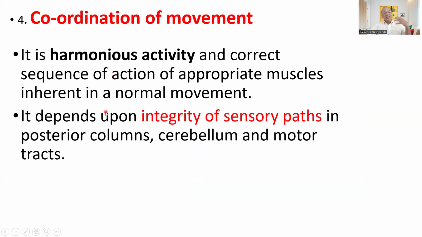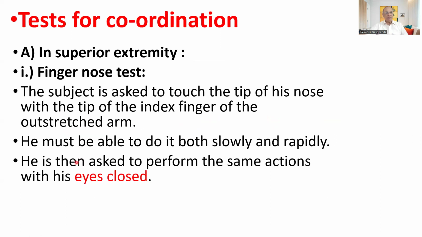Okay. The next examination part in the motor system is coordination of movement. What is coordination? Harmonious activity and correct sequence of action of appropriate muscles inherent in a normal movement. This is coordination. It depends upon the integrity of the sensory path in the posterior columns, cerebellum, and motor tracts. Integrity means well functioning of all these systems together. So what are the tests of coordination?